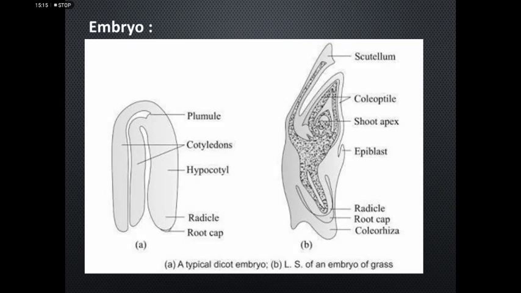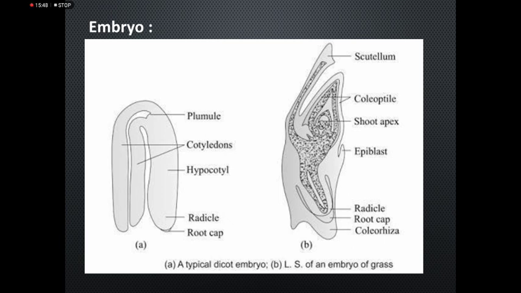Here you can observe two types of embryos. The first figure represents the dicot embryo and the second figure represents the monocot embryo. In the first figure you can observe two cotyledons, a radicle and a plumule. Radicle germinates as root and plumule germinates as stem. There is also a root cap.